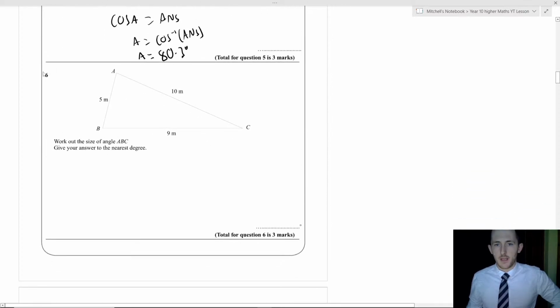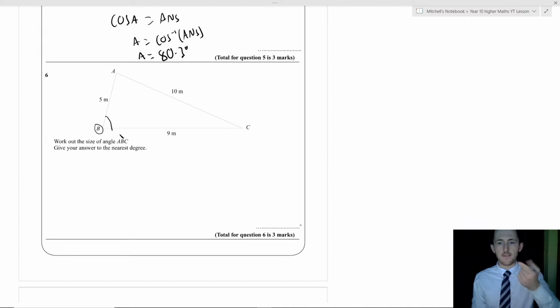So, question 6. They give us 3 sides, so that means we have to use the cosine rule because we don't have any angles for the sine rule. And they want us to work out the size of angle ABC. So if you remember, the second letter is the one where the angle actually is. So we're looking at this angle here. And they want us to work out ABC, so that's this angle here. Now, they've labelled it B. I'm going to label it A because they don't make the rules, I do. So my side opposite is here. B and C really doesn't matter which way around you do it.